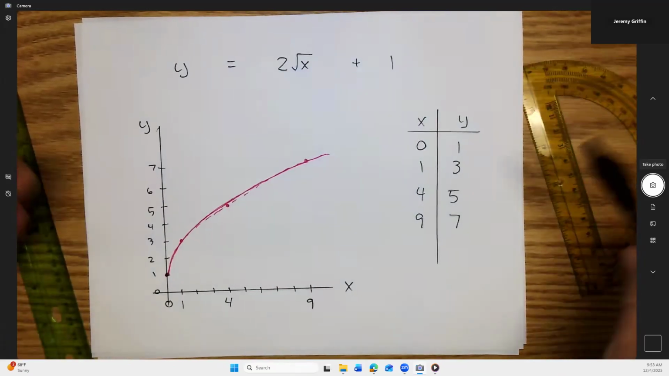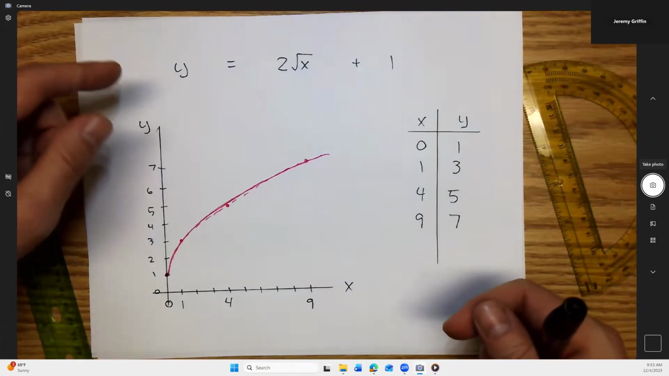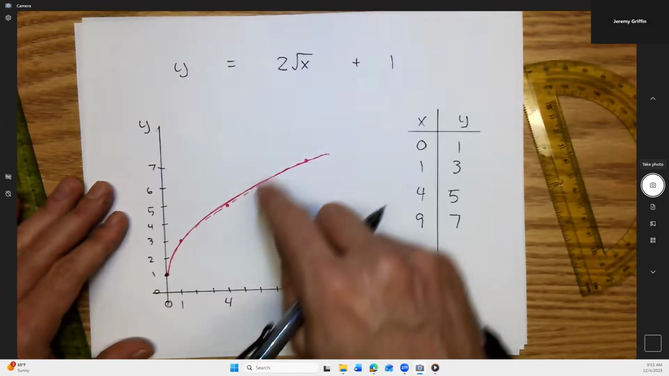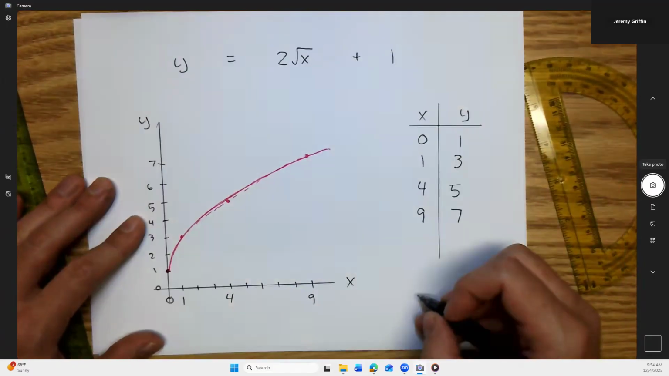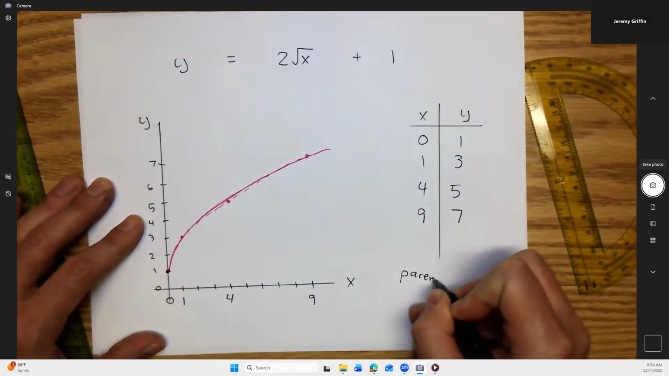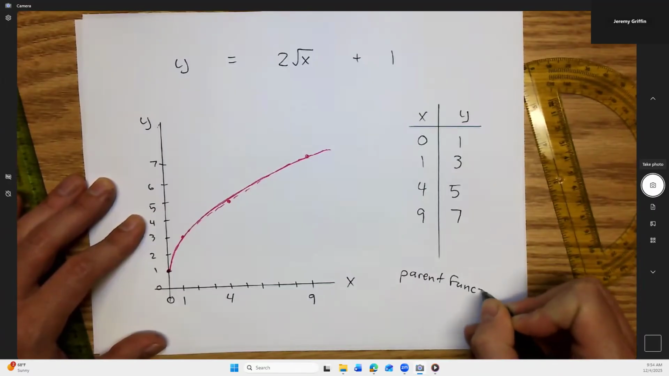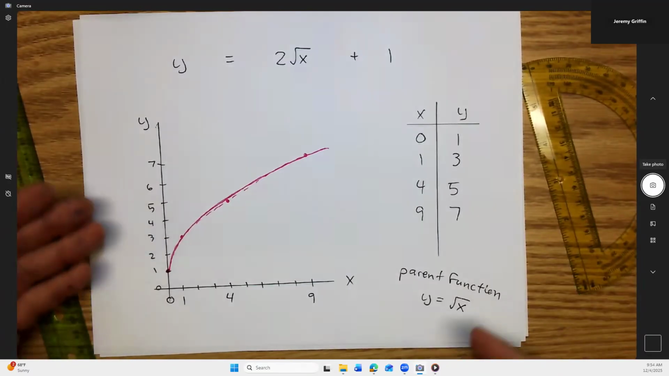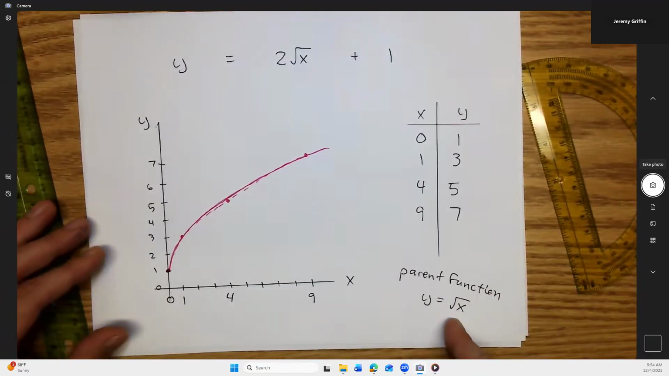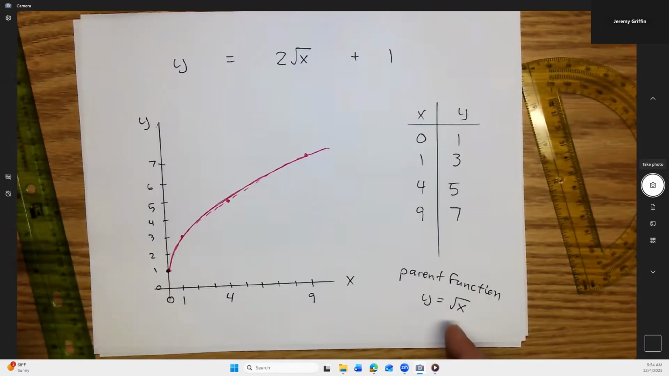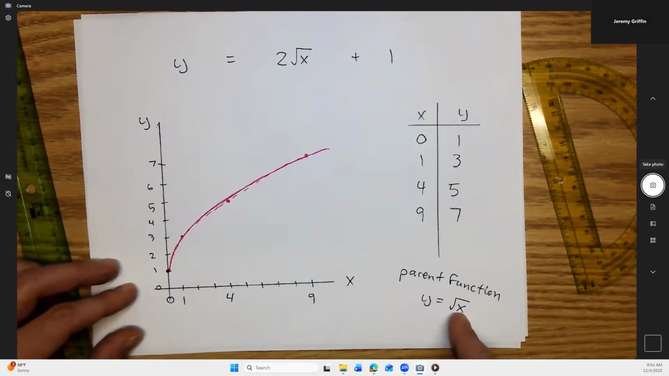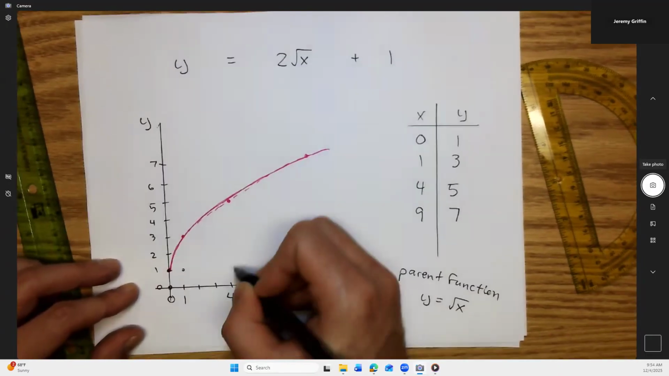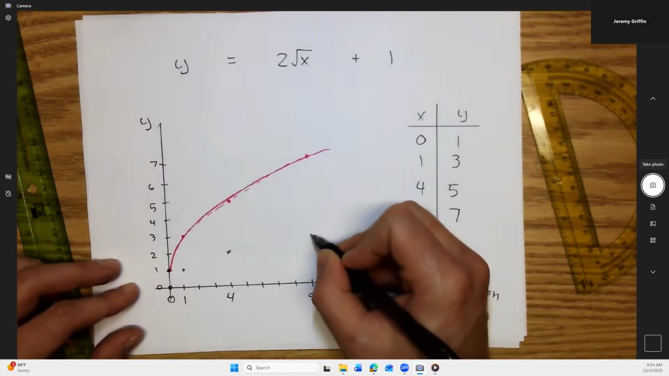Now, a different method you could have used to get the same solution is translation rules. Suppose the parent function could be y equals the square root of x, and then we can manipulate that graph. Guys, take notes. So square root of 0 is 0. Square root of 1 is 1. Square root of 4 is 2. Square root of 9 is 3.